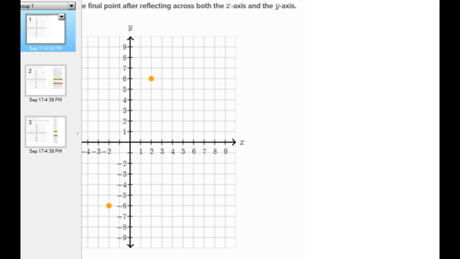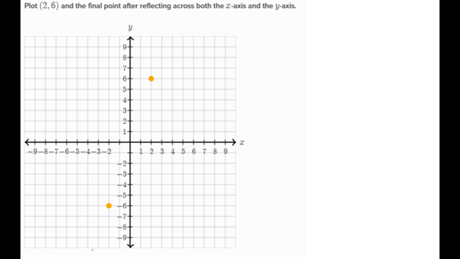All right, remember, as Mr. Altabelli has always said, we want to pause, try the problem on our own, and then hit play to see if we are correct. All right, with that said, let's take a look here.